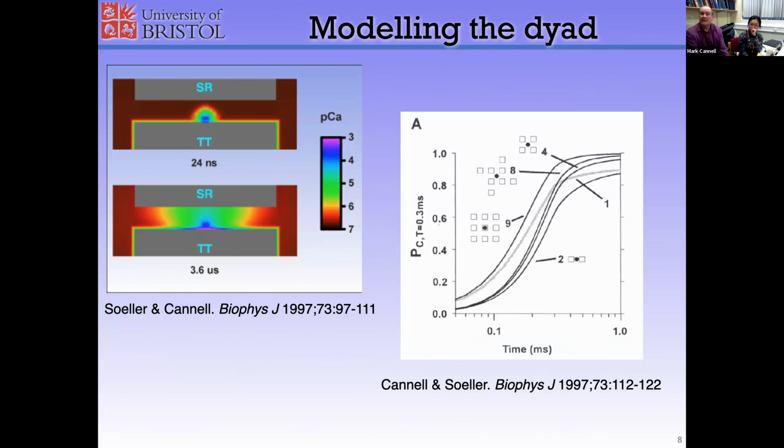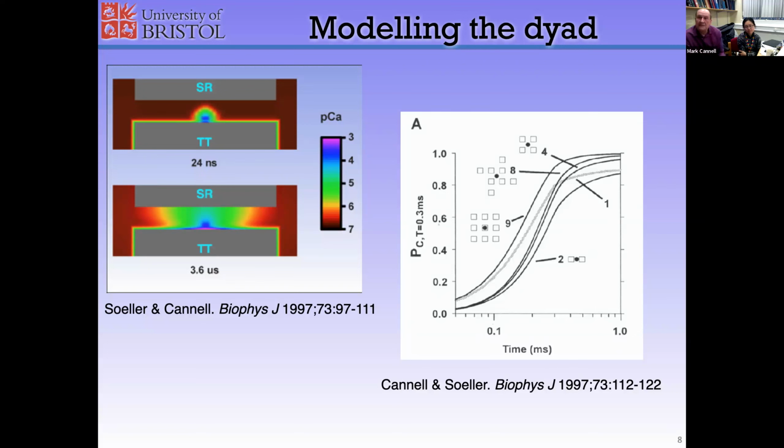Quite a long time ago, we considered what might happen in the dyad when an L-type calcium channel opened, and that's shown here on the left, some calculations incorporating electrodiffusion. The point I would make here is that when an L-type calcium channel opens, very high calcium levels are generated extremely quickly. Here the green color is about 10 micromolar calcium, and those high calcium levels are required to get relatively calcium-insensitive ryanodine receptors to open in a timely way.